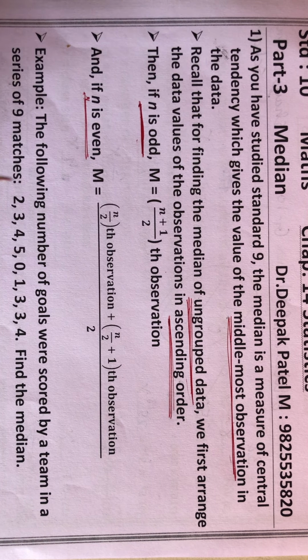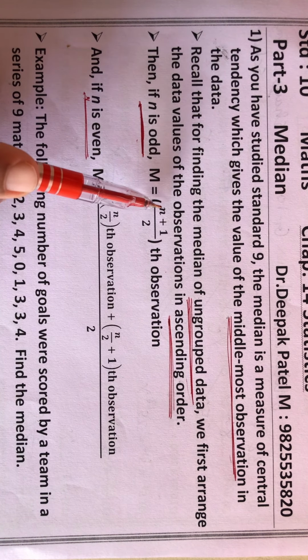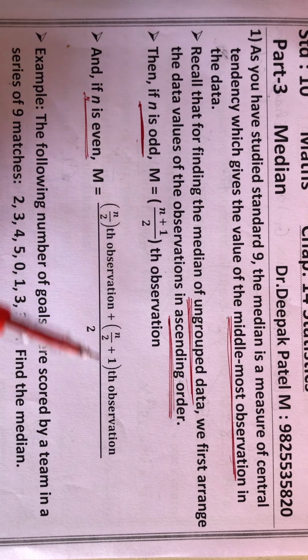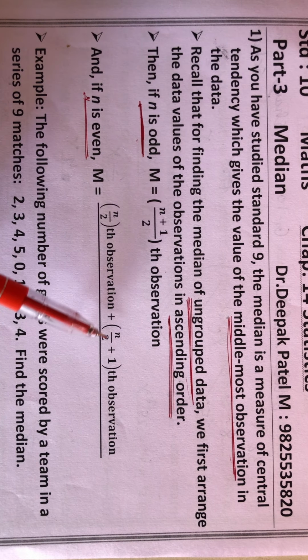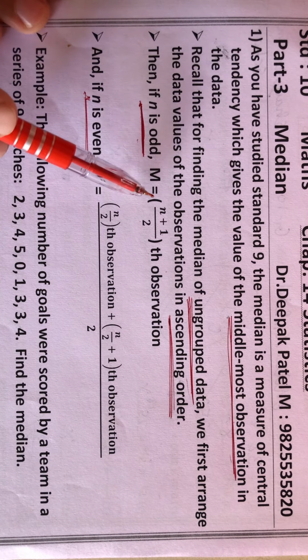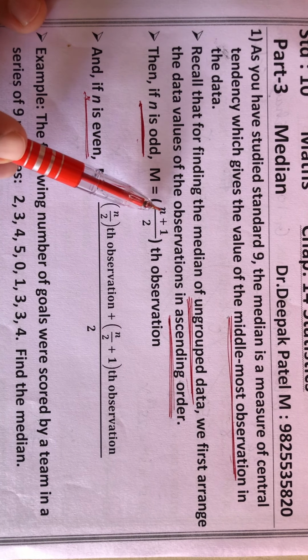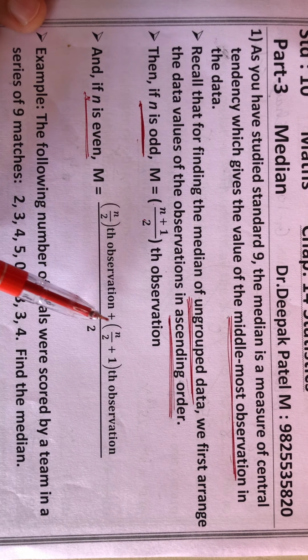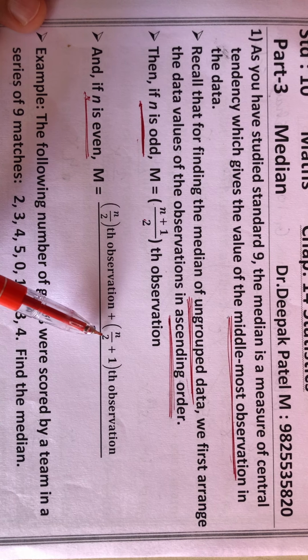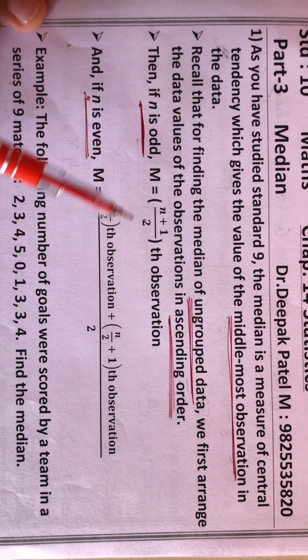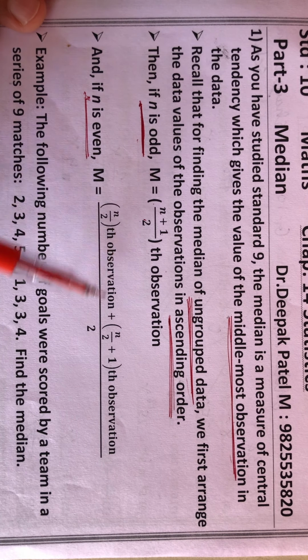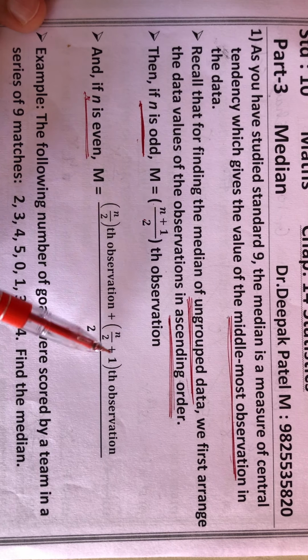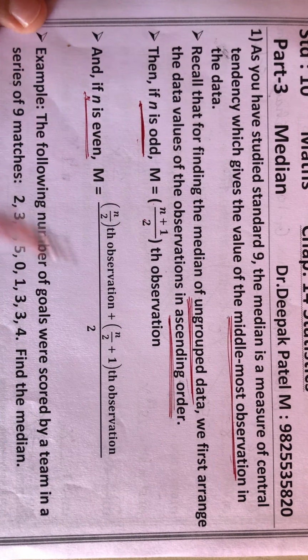Now how to use this formula? For that we will take one example. Before that, please try to understand: here (n plus 1) upon 2, and here (n by 2) plus 1. Both are not the same. They are different. Here, first of all take n, add 1 to the number of observations, and then divide by 2. While here, first n by 2, meaning divide by 2, and then plus 1. They are totally different.